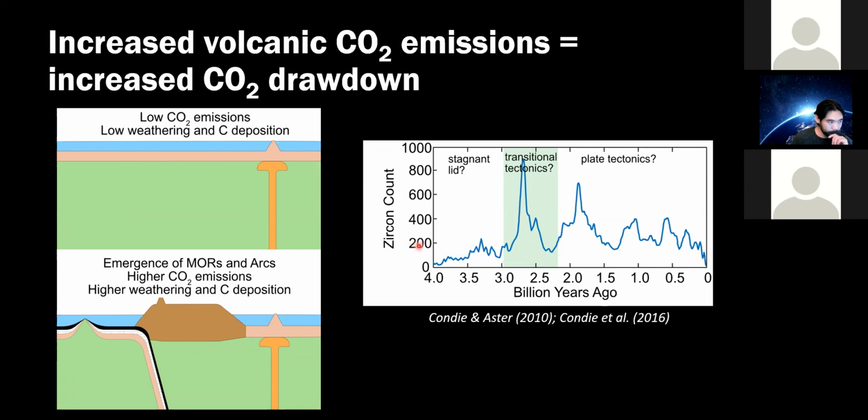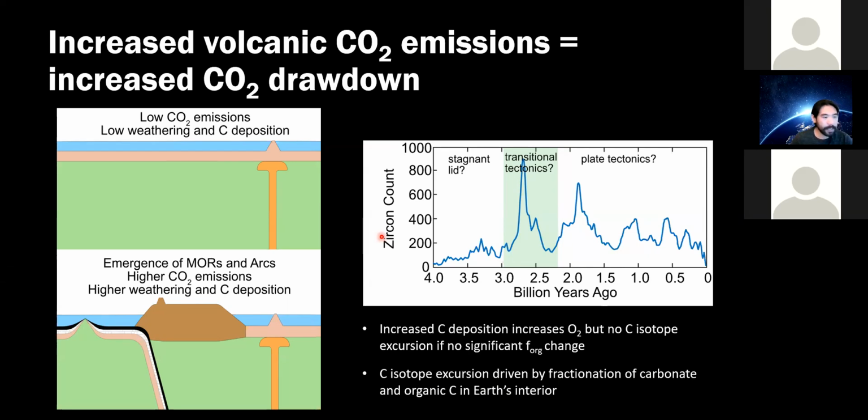And so this is just showing the zircon, the frequency of zircons through time. And this is one of the records that has been used to perhaps suggest that there could be this transition from a stagnant lid to more plate tectonics. And this is very highly debated, so I wouldn't want to say one way or another if this is actually happening, but this has been one of the mechanisms that has been proposed that could possibly lead to increased CO2 emissions.